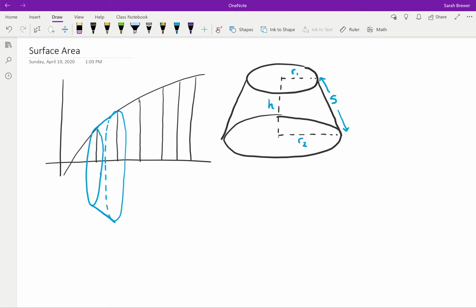So when we found volume of surfaces of revolution, we approximated our pieces as basically cylinders, right? Straight-sided cylinders. And that was good enough. We were adding up infinitesimally many of them, right? They were super thin with delta x, right?